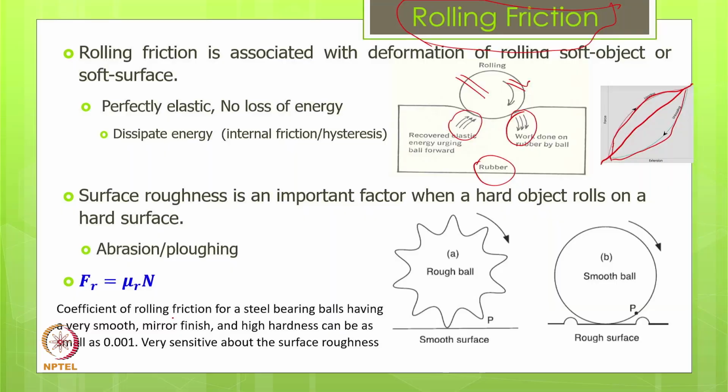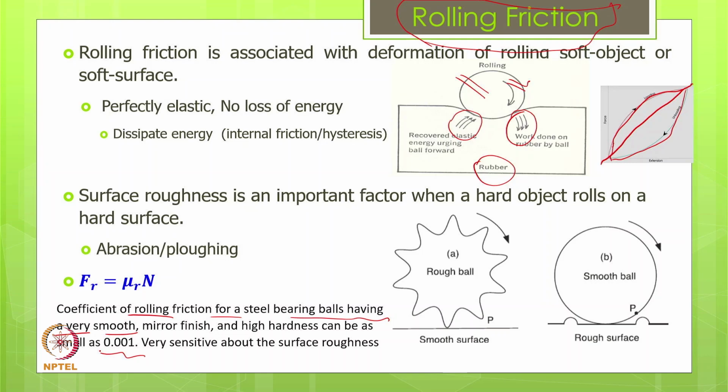And we say ideally the coefficient of friction of a rolling case, if you are keeping very high hardness, particularly something like 62 HRC hardness of the steel balls and a perfectly smooth surface. You look at polished balls, they are very good, they have a mirror finish and very high hardness. In that situation, even the coefficient of friction can be restricted to 0.001, but keep in mind they are very sensitive towards surface roughness. Now if steel balls roll on another surface and that surface is also rough, naturally the coefficient of friction will increase.